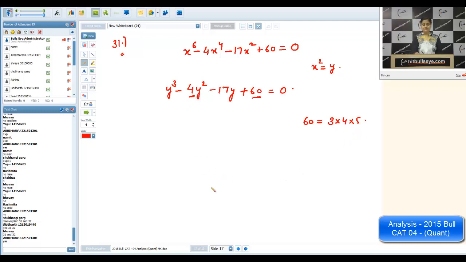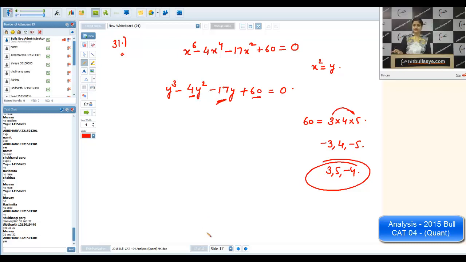Now what is the sum of roots here? 4. So if we manipulate them, we'll get minus 3, 4 and minus 1. The sum of roots I'm getting as 4, or we can take 3, 5 and minus 4. And now the sum of roots taken 2 at a time, that we can verify, which I am getting is minus 17 only. That is the only thing we could do in this sum.